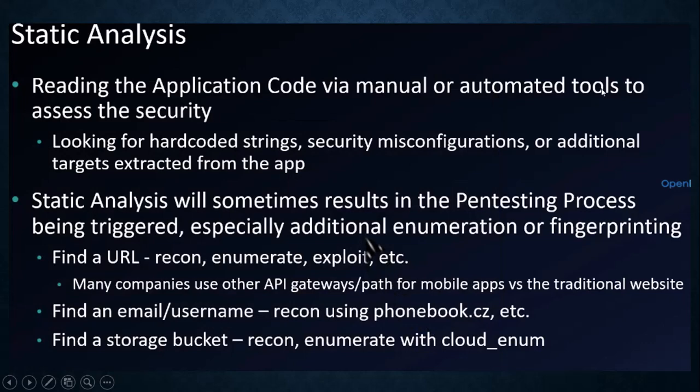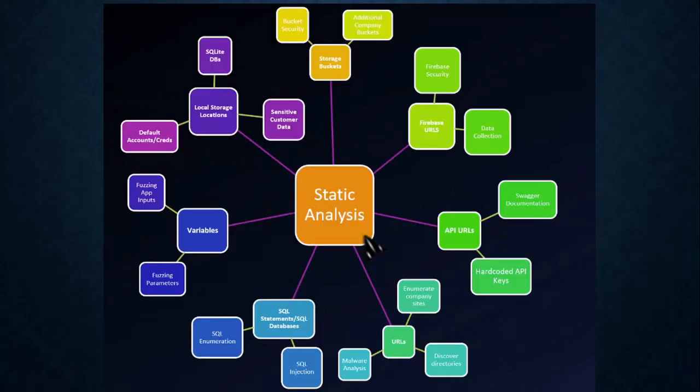So static analysis, look at it here. Now, in static analysis, look at what we're going to check. We are going to check the variables, as you can see on this screen. You can fuzz the app for input, maybe SQL injection. Try SQL injection. Fuzz it for parameters. You can do my analysis. These are the things you can do. I will show you where to get all these things from. So you can do Firebase security, Firebase URL, storage buckets. I will show this later.